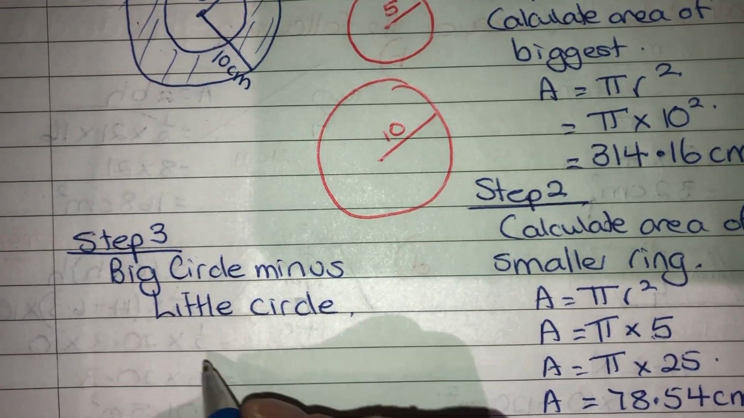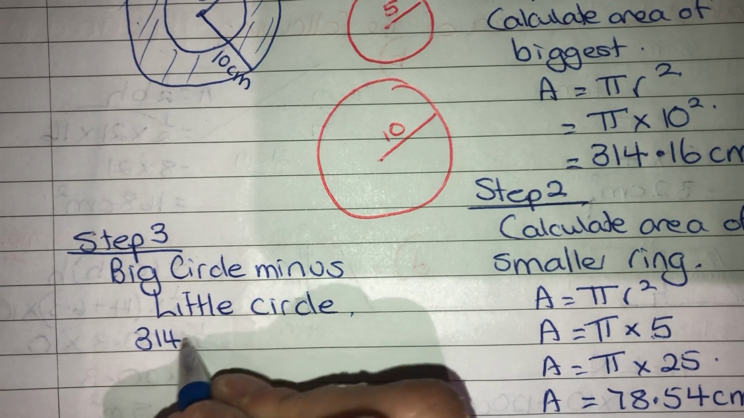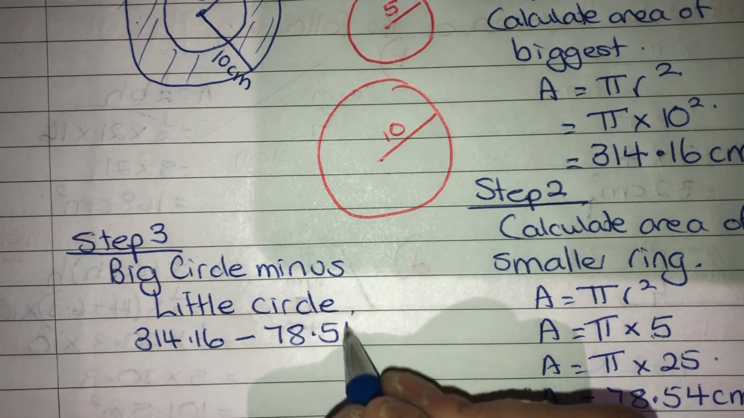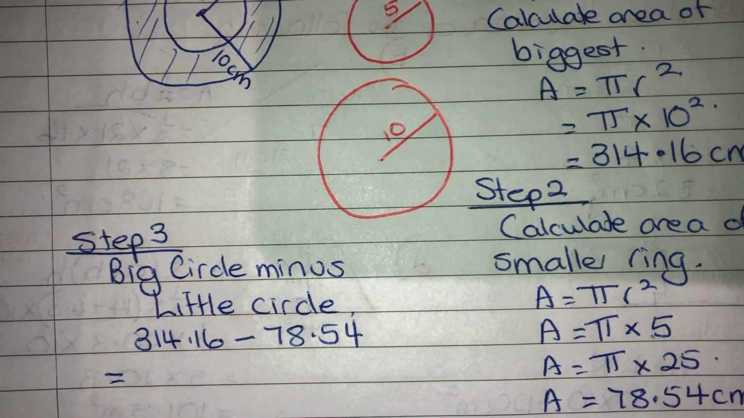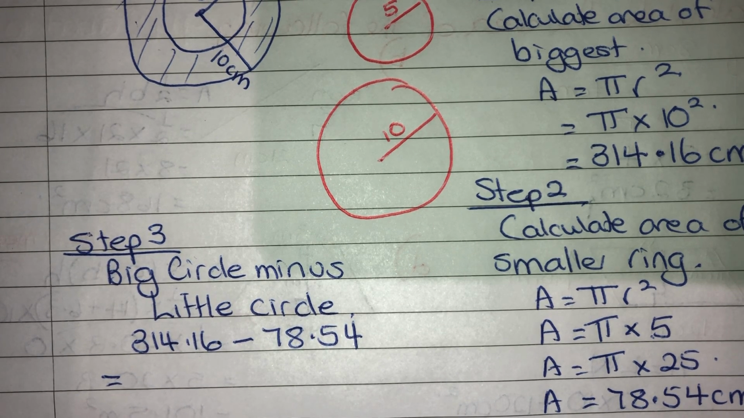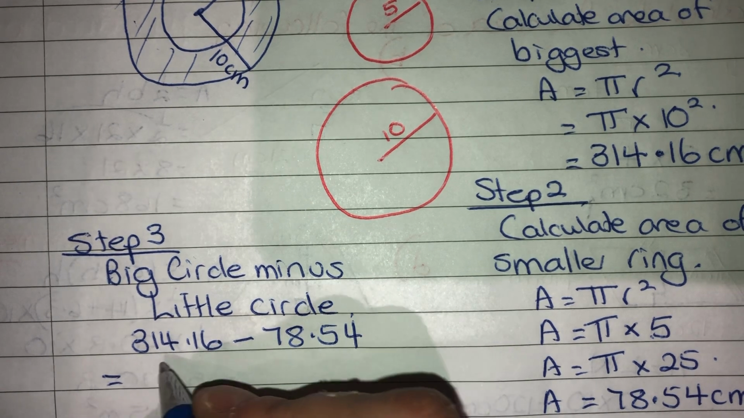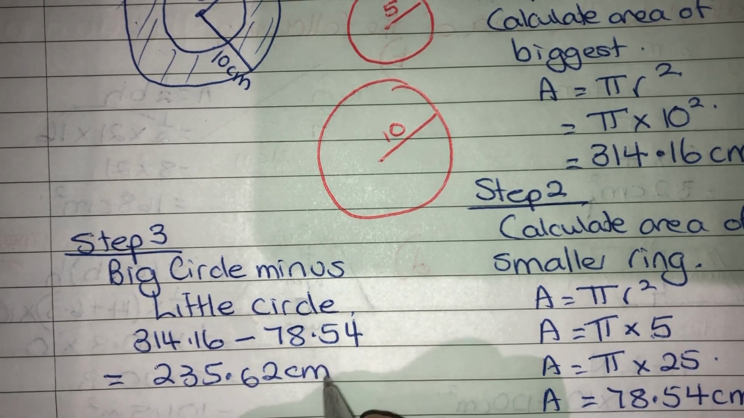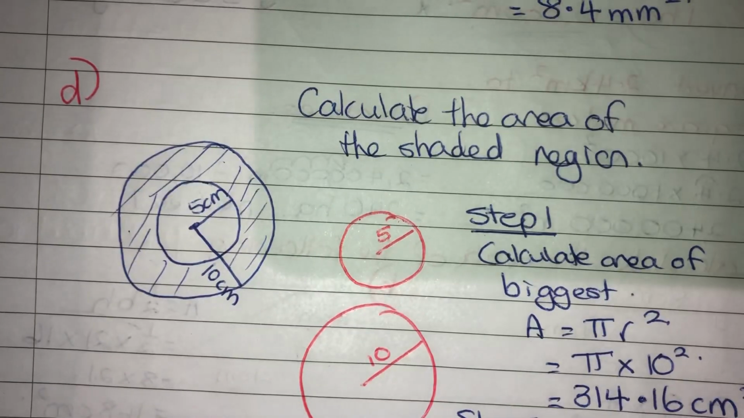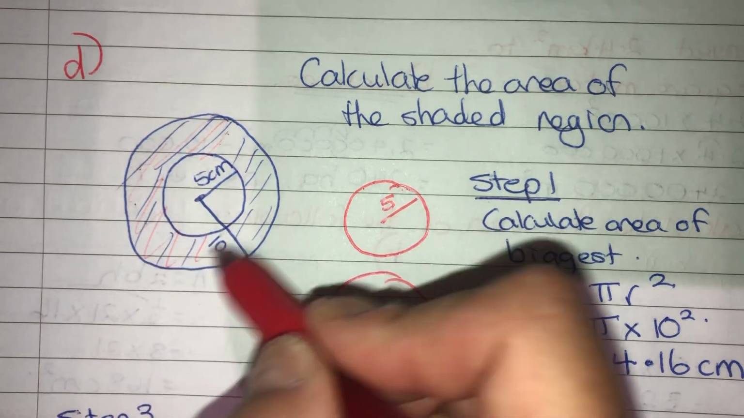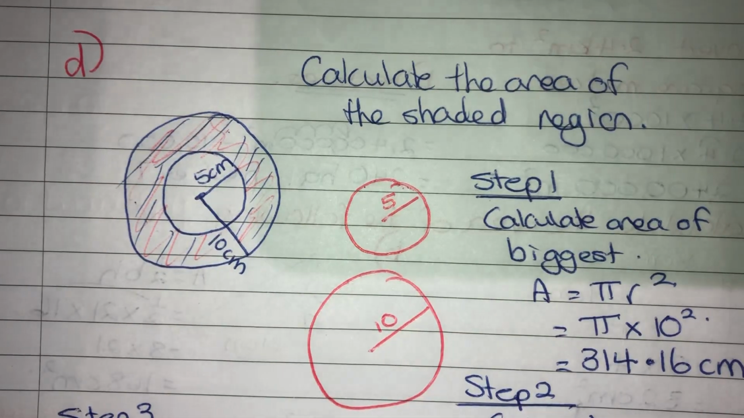So our big circle was 314.16 and our small one was 78.54. Put that in your calculators. Beat me to it. You can beat me, go for it. And you should get 235.62 centimetres squared. And make sure you know what that is. You have found the area, or if we're thinking about a donut that you eat, it's the donut part.